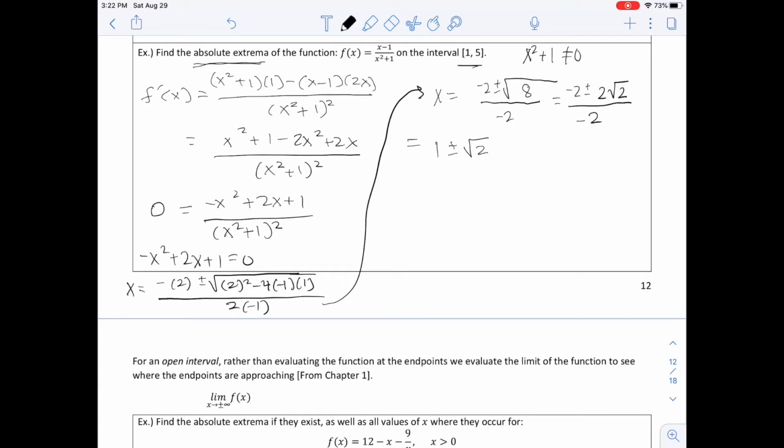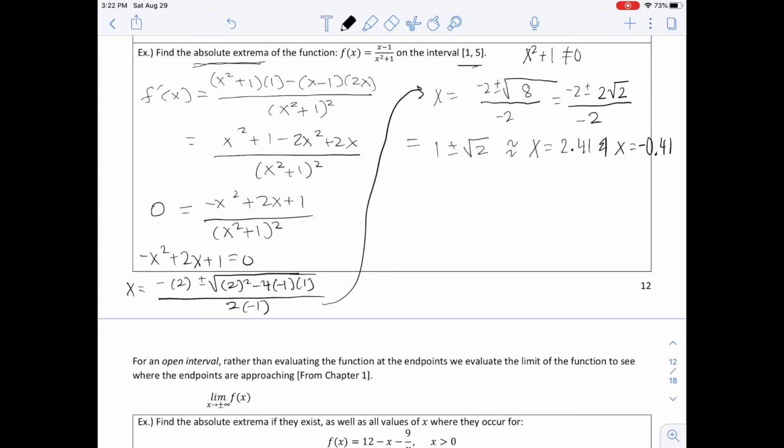This is approximately equal to, it's a difficult thing to substitute in. I'm going to go ahead and substitute in an approximation for that. So if I go ahead and do 1 plus the square root of 2, I get 2.41, about, again approximating. And if I substitute in the negative, I would have 1 minus the square root of 2, which works out to be negative 0.41.